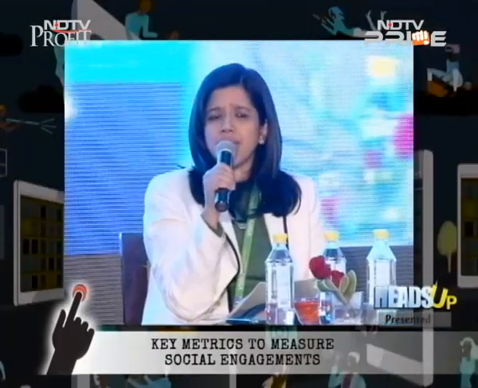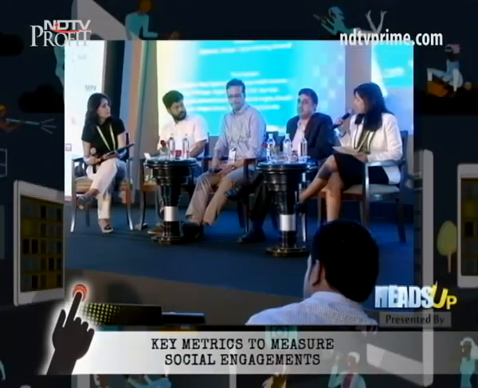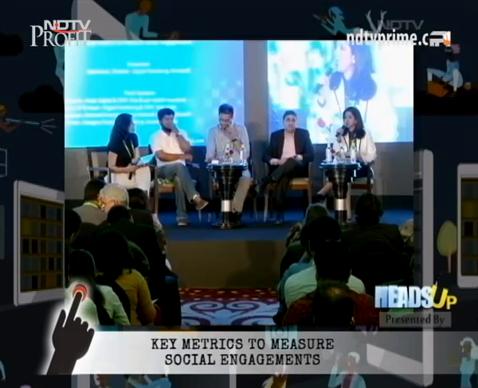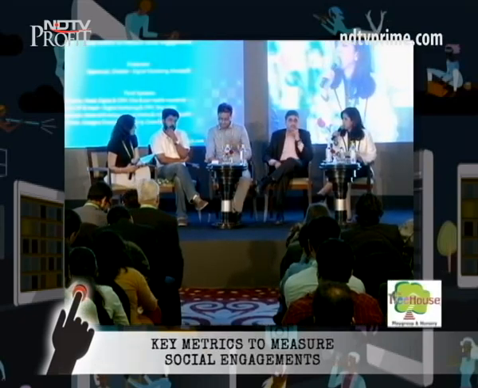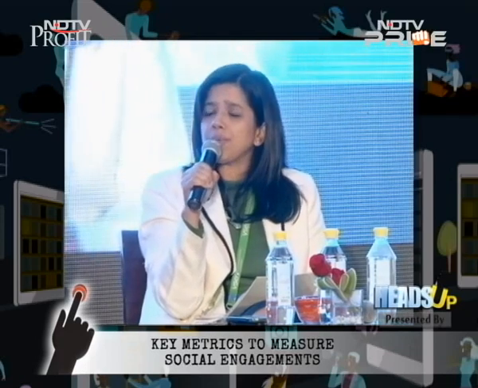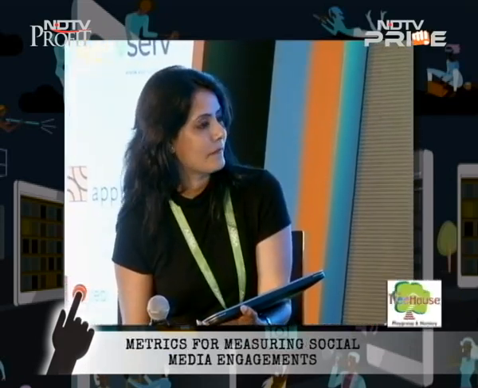What we actually look at are three matrices, and they're quite simple. So you might say, why is it so simple? But the beauty is in its simplicity. So the first is we look at actually reach. How many unique consumers have actually come across what we put out? The second is how many stories does it create? So how many people actually interact with what we've put out?